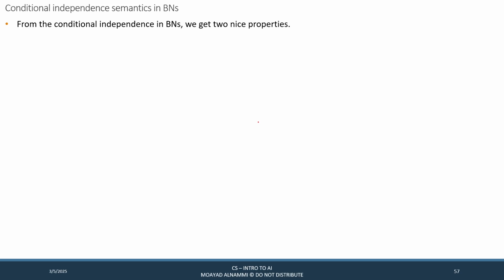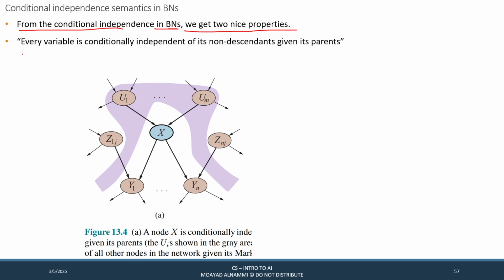Bayesian networks have some nice properties. These are two very well-known properties, and we'll look at a more general algorithm to extract properties from a Bayesian network later. From the conditional dependence in Bayesian networks, we get two nice properties. The first property is the following: every variable is conditionally independent of its non-descendants given its parents.